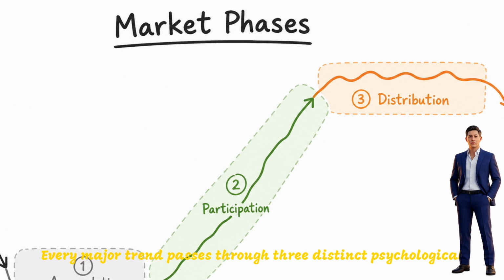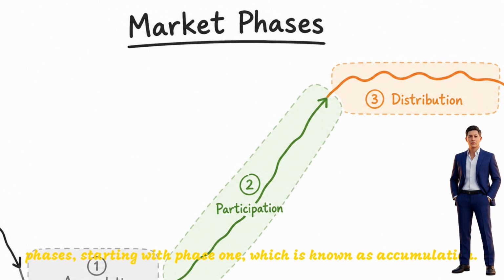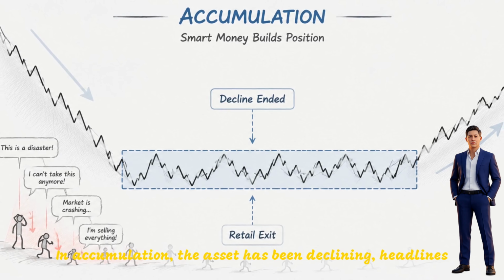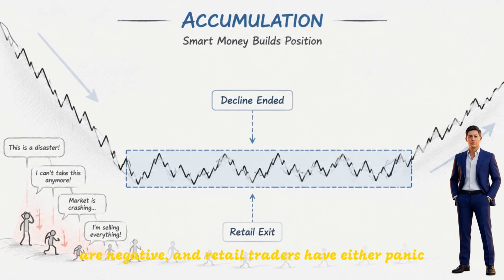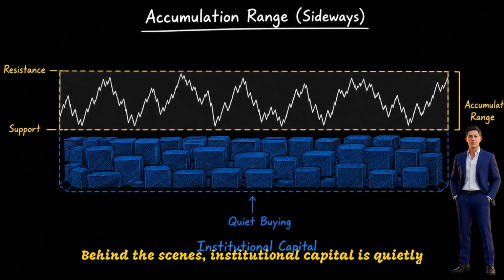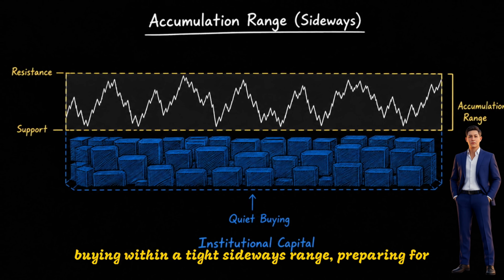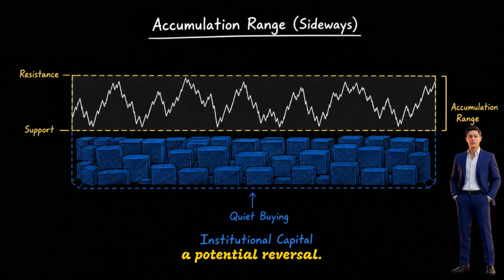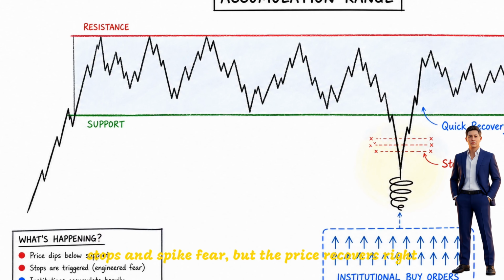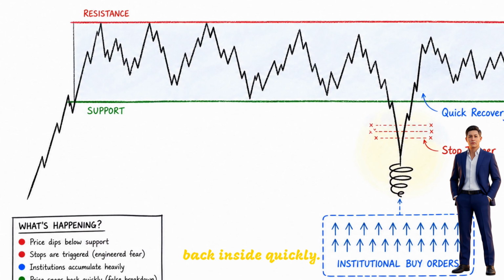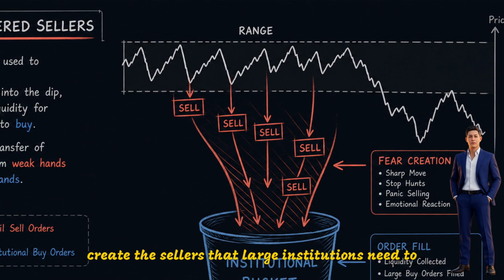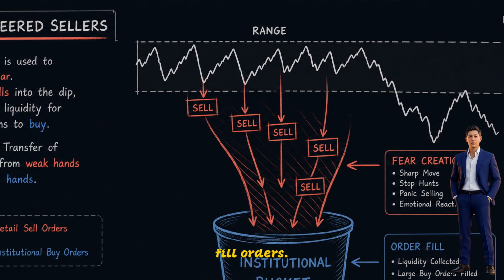Every major trend passes through three distinct psychological phases, starting with phase 1, which is known as accumulation. In accumulation, the asset has been declining, headlines are negative, and retail traders have either panicked, sold, or walked away. Behind the scenes, institutional capital is quietly buying within a tight sideways range, preparing for a potential reversal. Occasionally, price dips below that range to trigger stops and spike fear, but the price recovers right back inside quickly. That is not random price action. It is engineered to create the sellers that large institutions need to fill orders.